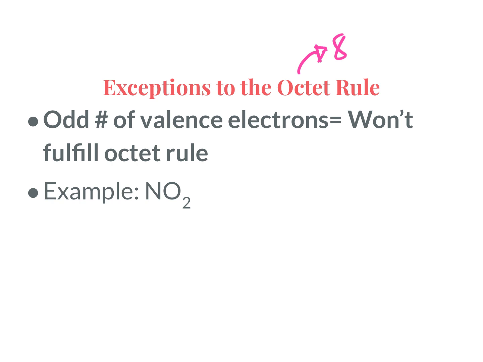So again, what's step 1? How many valence electrons does nitrogen have? 5. How many does oxygen have? And how many oxygens are there? So what is the total? 17.